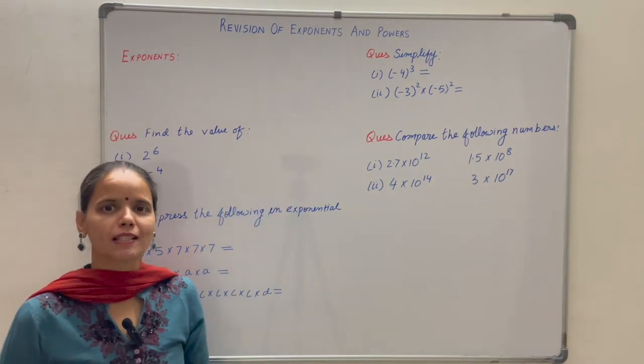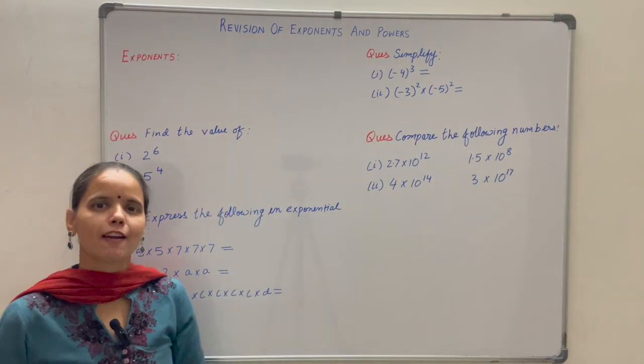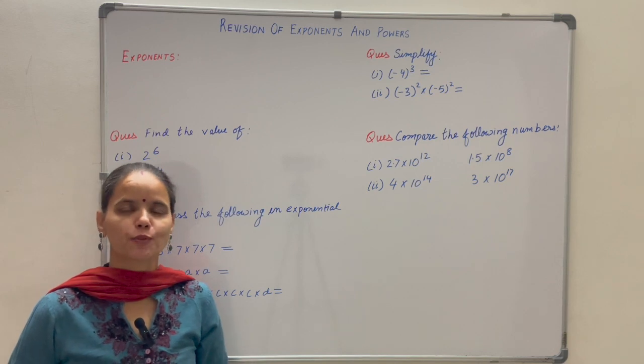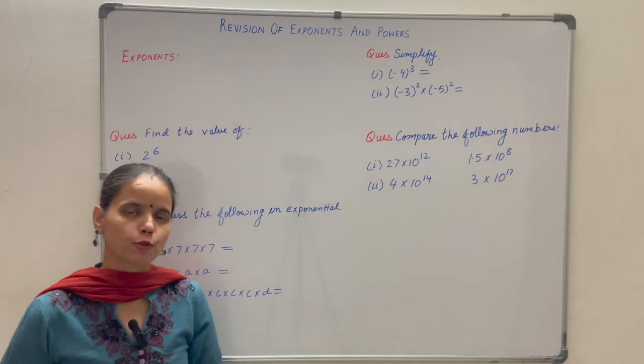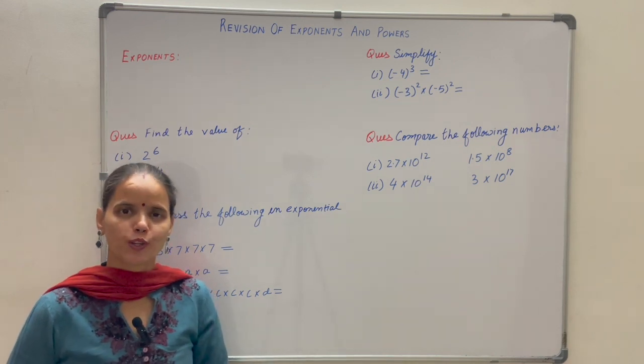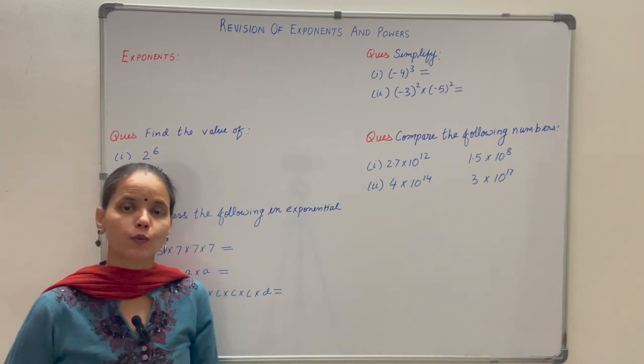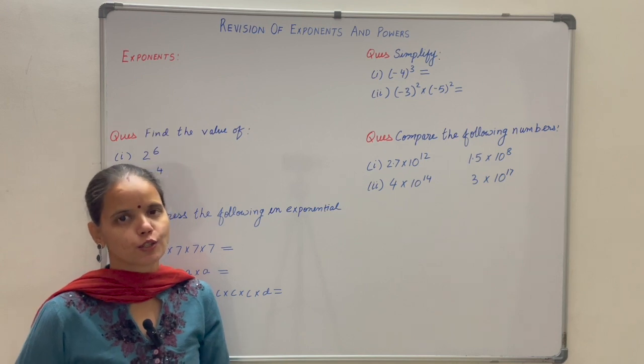Revision of exponents and powers. Exponents. Very large numbers are difficult to read, write, understand, compare and to operate upon. To make all these easier, we use exponents. We convert very large numbers into shorter form.